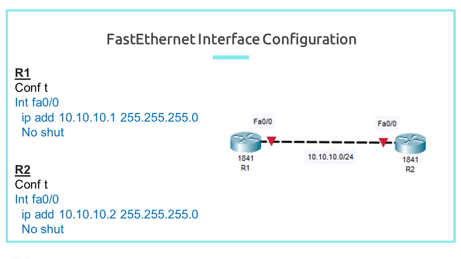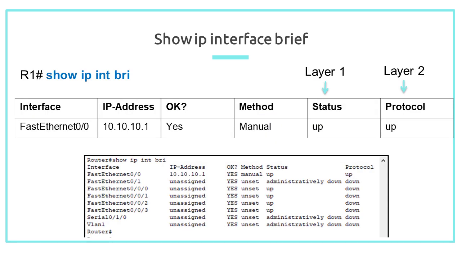Two routers are connected through a crossover cable. The IP address for the R1 F0/0 interface is 10.10.10.1. The IP address for the R2 F0/0 interface is 10.10.10.2. Configure those interfaces as shown on the screen. By using the show ip interface brief command we can see all interfaces and their status.